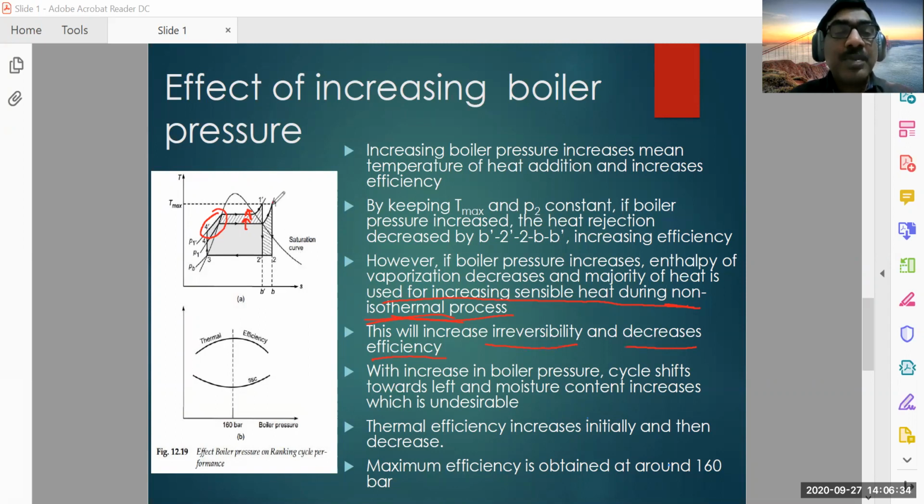So if you are expanding from 1 to 2, what is this quantity? This is the moisture content. If you are expanding the steam along 1 to 2, you are getting less moisture. But if you are expanding steam from 1 dash to 2 dash, this is the moisture content.